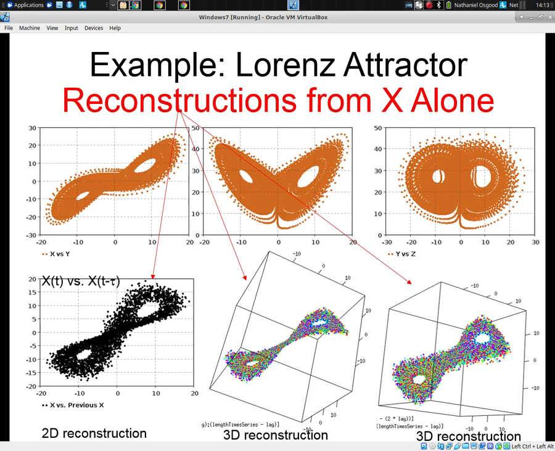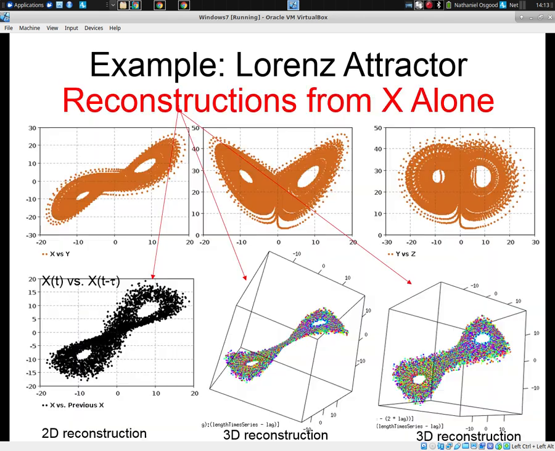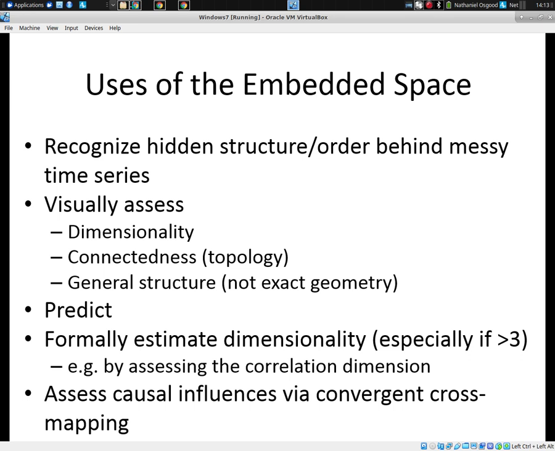So if we want to assess the underlying dimensionality of the generating system, we can do so from the embedded system. Does that make sense? We can use the embedded system to reconstruct the underlying dimensionality, and in general, the connectedness and the general structure. Now, another use of this, which is very powerful, is to predict.